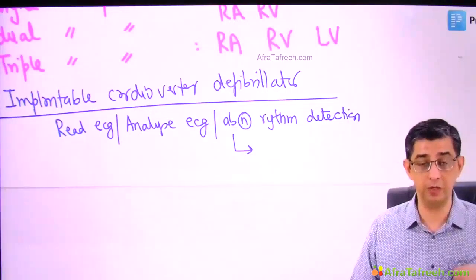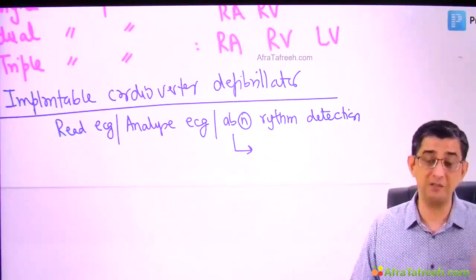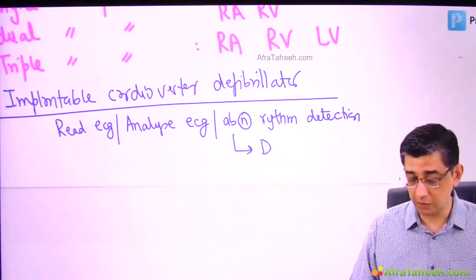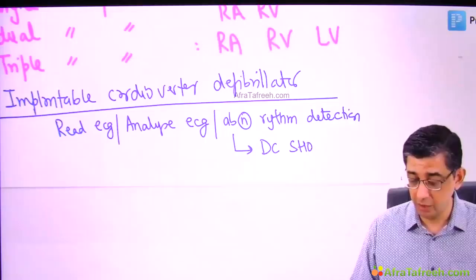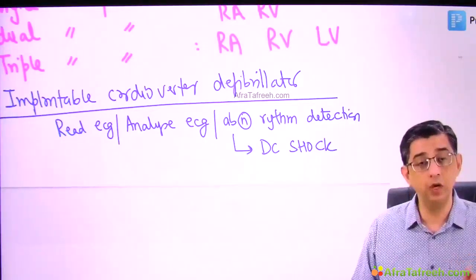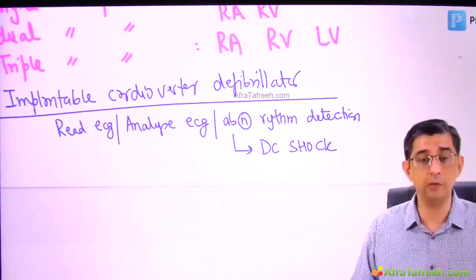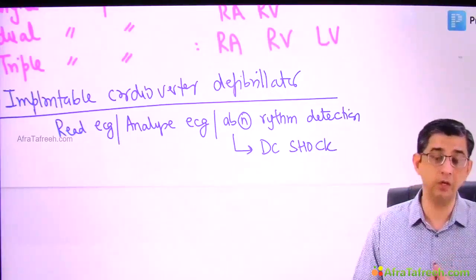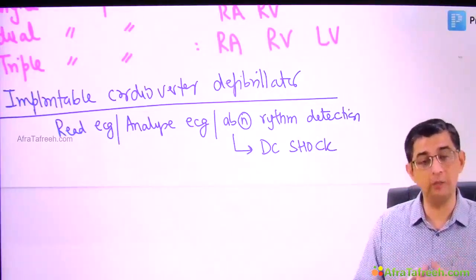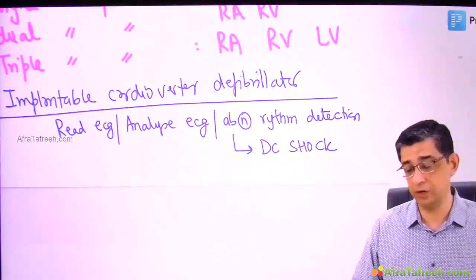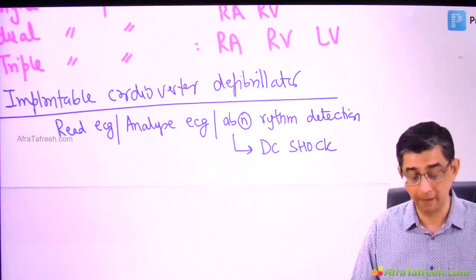sitting in the chest of the patient, just below the skin of the chest, has sufficient power to deliver a DC shock and terminate the arrhythmia without the patient even becoming aware that he had some problem. I mean, this is like nipping the problem in the bud. The arrhythmia occurred, the computer fired a DC shock, and well, goodbye to the arrhythmia.